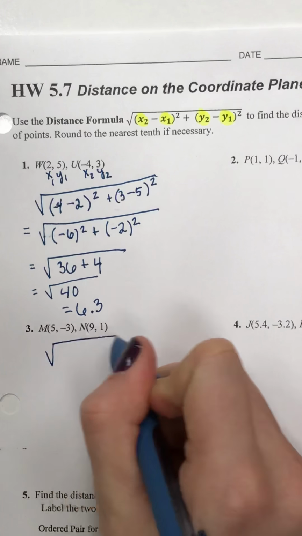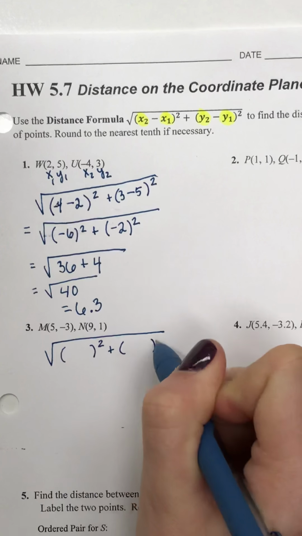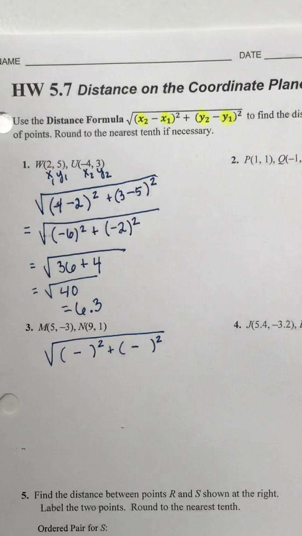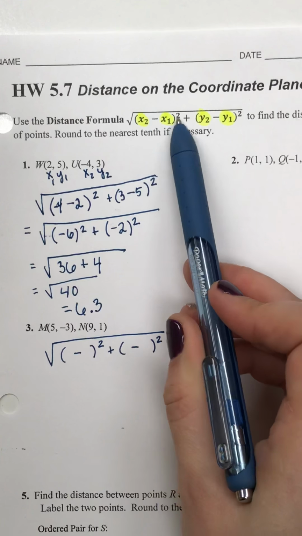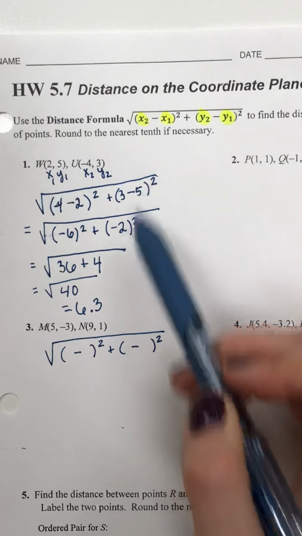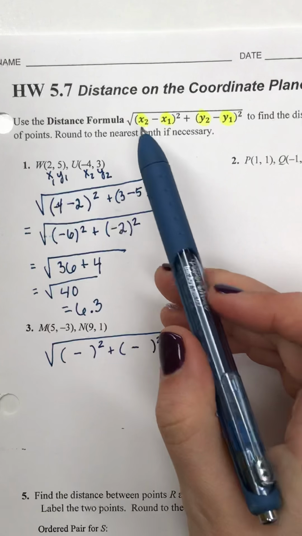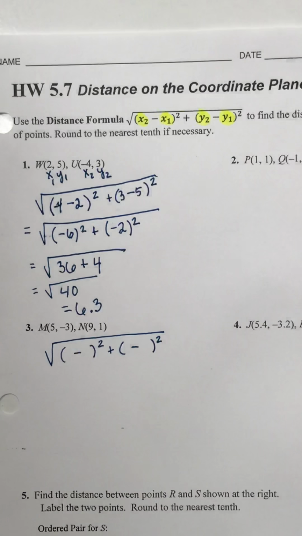I'm going to set up my square root, and I know that I need parentheses with squares, a plus sign, parentheses with squares, and then minus signs go in the parentheses itself. Okay, notice here I put the square root, the parentheses, the minus sign, the parentheses squared, the plus sign, the parentheses minus parentheses squared. This just makes it easier for me to plug the numbers in.